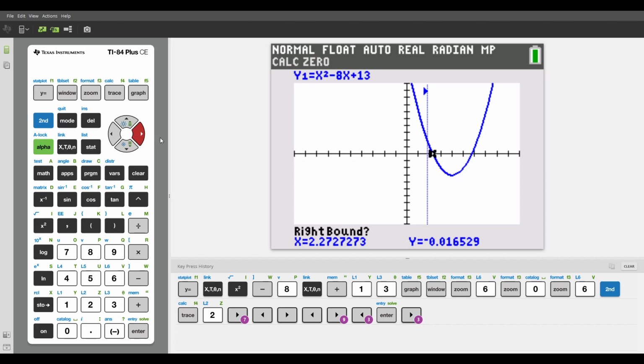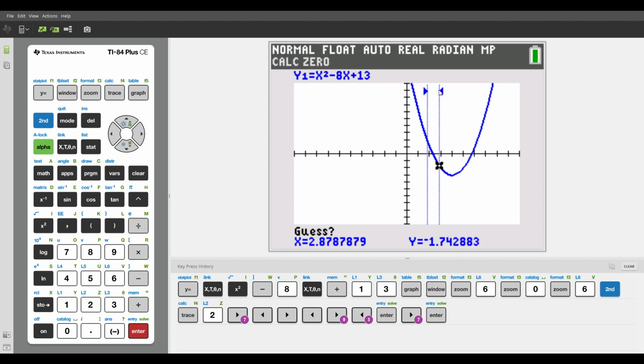So we're going to do the same thing, but instead of hitting left a few times, we're going to hit right a few times. And it puts a vertical line on the right side of our intercept. So notice if we look at the intercept where we visually see it, it's between what we said the left bound was, that vertical line, and what we said the right bound was, that vertical line. If your intercept is not between these, then this is not going to work.